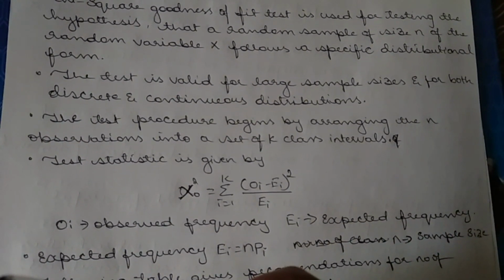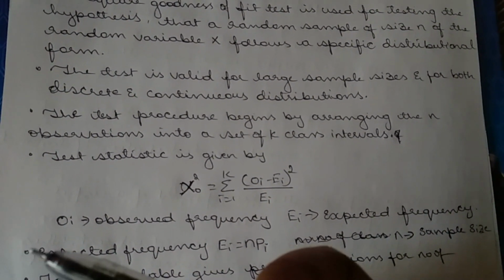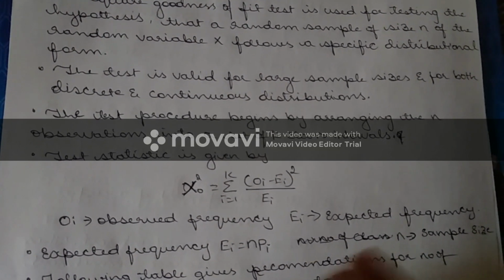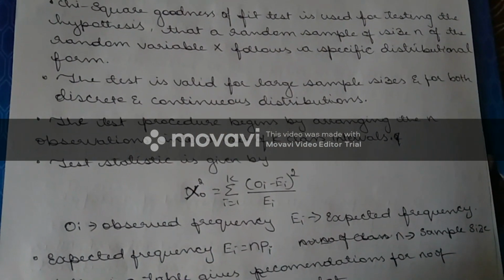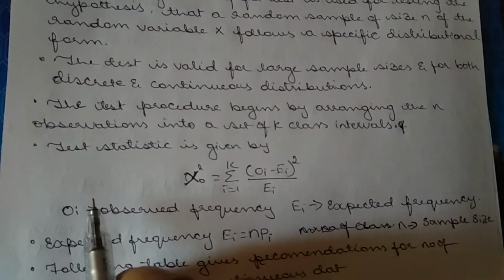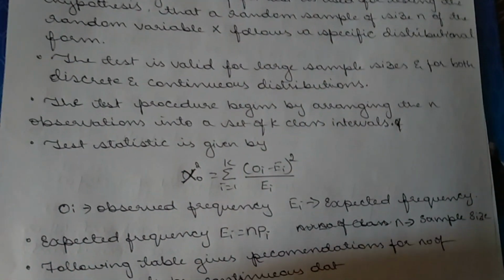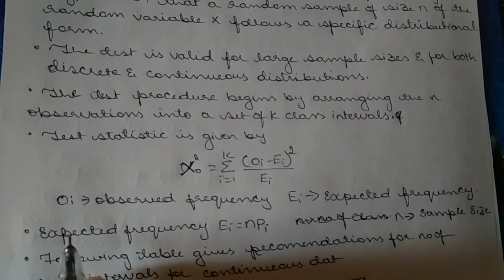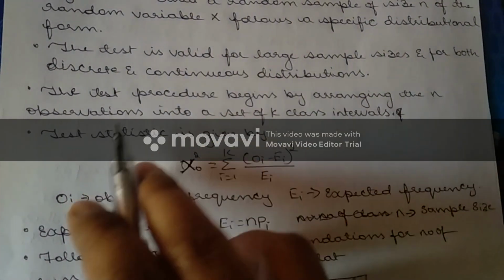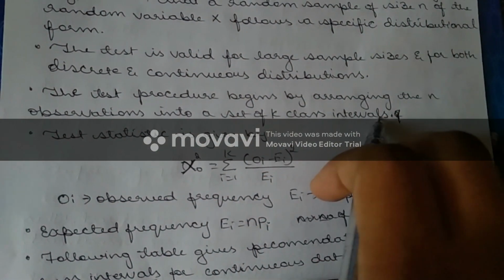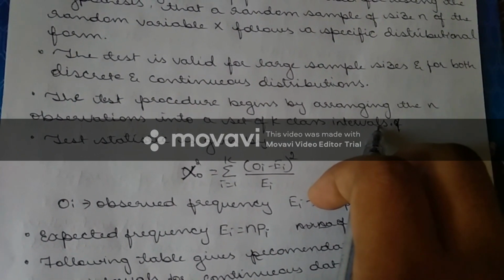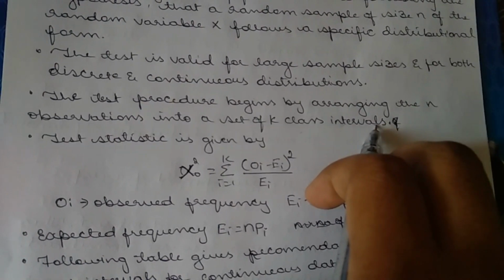If you have large sample sizes, then you have to use the chi-square test. If you have small sample sizes, there is no need to use this chi-square test. The distribution can be either discrete or continuous, but here we will always use the continuous distribution. Here is how the test begins. The test procedure begins by arranging n observations into a set of k class intervals. Here we have n observations, that is n random numbers. First you have to set all of those into class intervals.